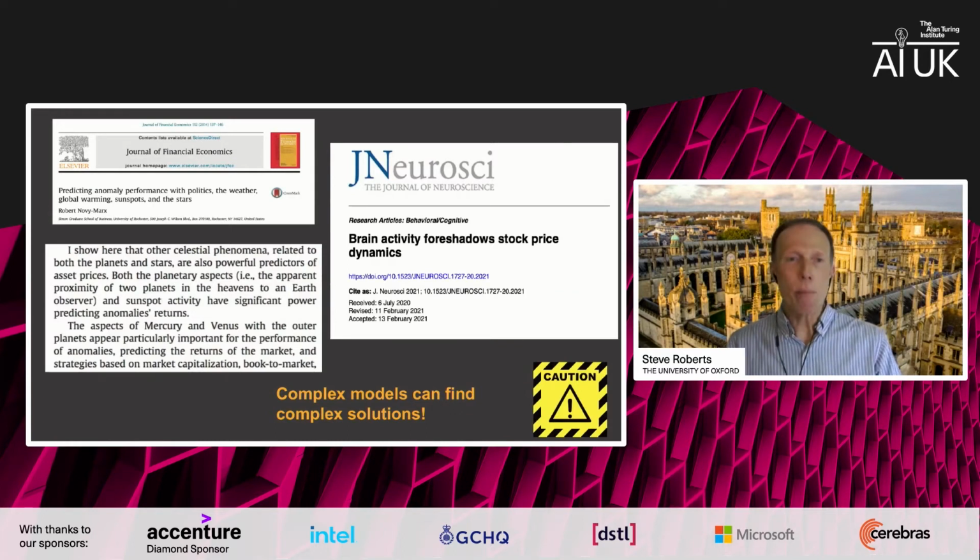These are genuine papers. The left-hand one, a little bit tongue-in-cheek, is about how sunspots, anomalies in finance, politics, the weather, and astrology appear to correlate with financial anomalies. The right-hand one is a genuine article from about 6 weeks ago to do with brain activity of traders, which foreshadows stock price dynamics. The aggressiveness of traders changes the dynamics of the world around us. It's true.